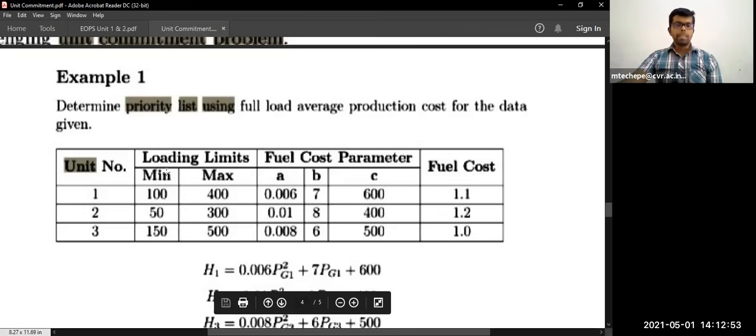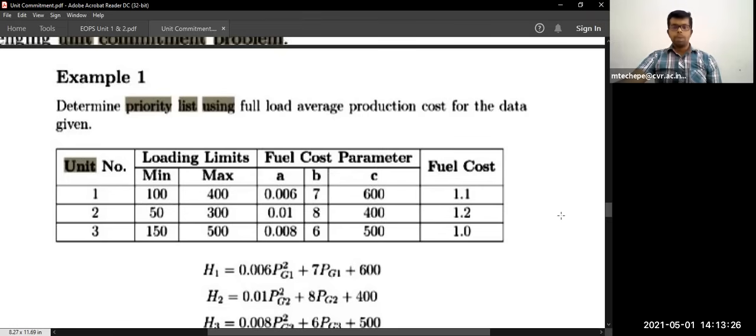Then the loading limits, minimum and maximum operating loading limits, are also given. I think this is in megawatt. They missed that, and there are some errors, so this is in megawatt. Okay, next is the fuel cost function. The fuel cost parameters, that is A, B, C, are given for the 3 generating units, and fuel cost for the first, second, and third generating unit is given.